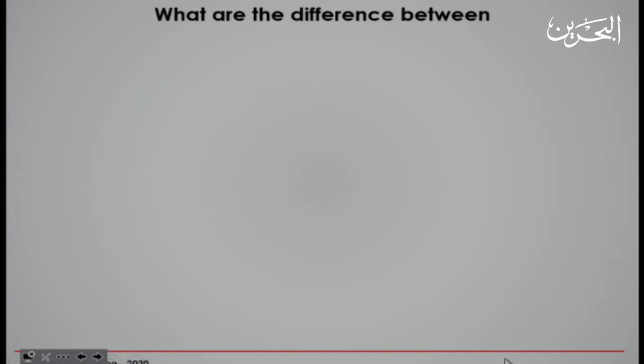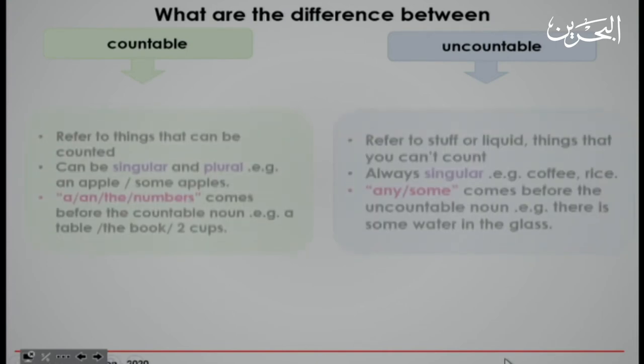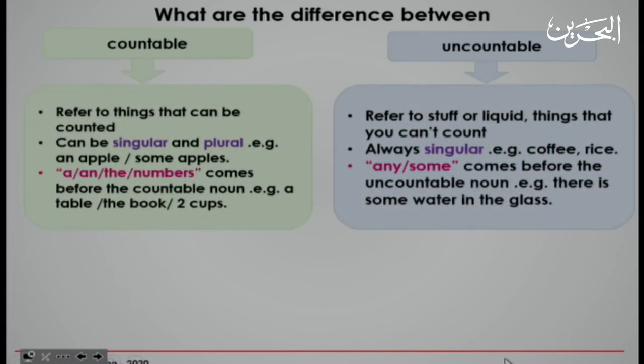What are the differences between countable and uncountable? Countable nouns refer to things that can be counted, and can be singular and plural. For example, an apple, some apples. And the numbers come before the countable noun. For example, a table, the book, two cups.